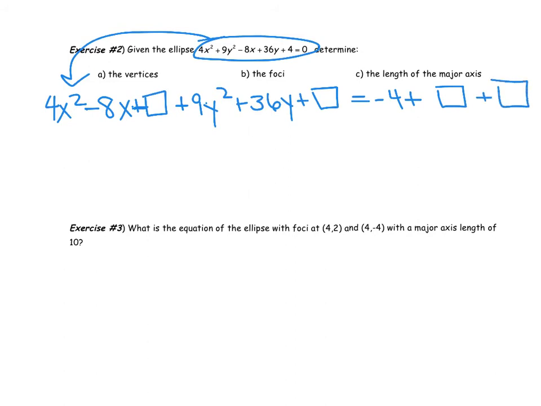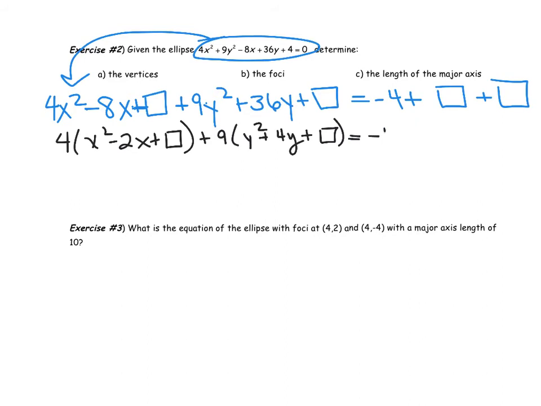Okay. We're going to start to complete the square. Let's first take out our GCF. So we're going to have 4 times x squared minus 2x plus blank plus 9 times y squared plus 4y plus blank is going to equal -4 plus. Now be careful. Do you notice how I took out a 4 and a 9? That needs to be included outside here and here.